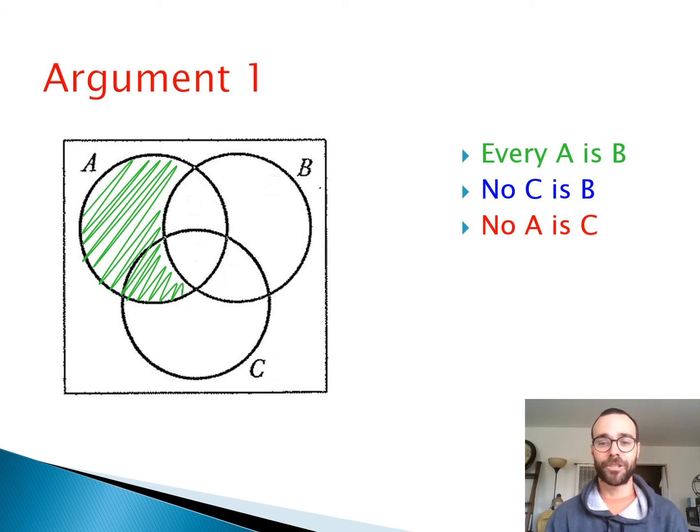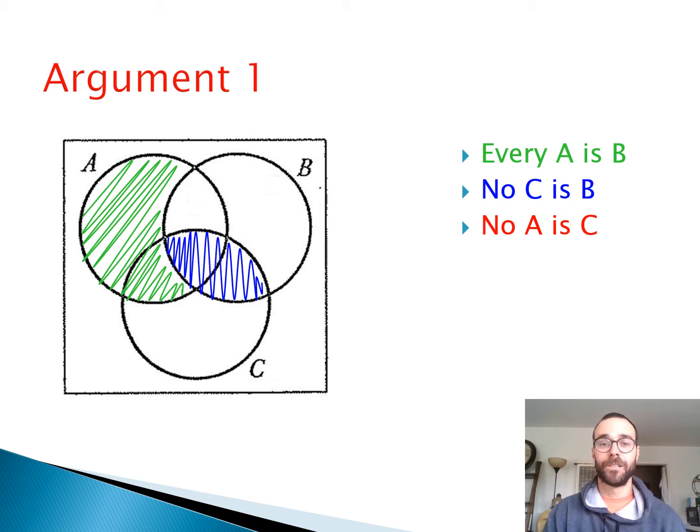And my next premise, no C is B. So here, I cannot have a C and a B together. I'm saying that no C is B. There are no C and B together. So I'm going to cross out anywhere where C and B overlap.